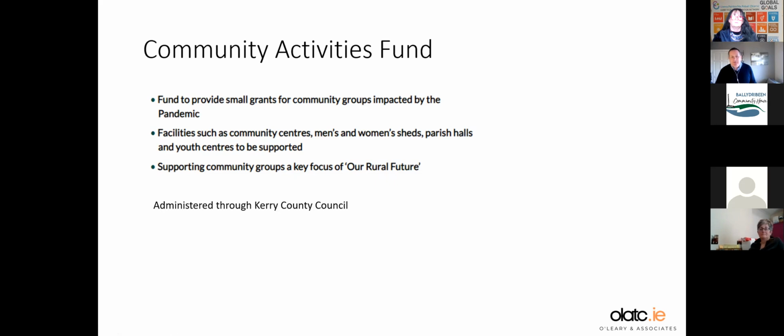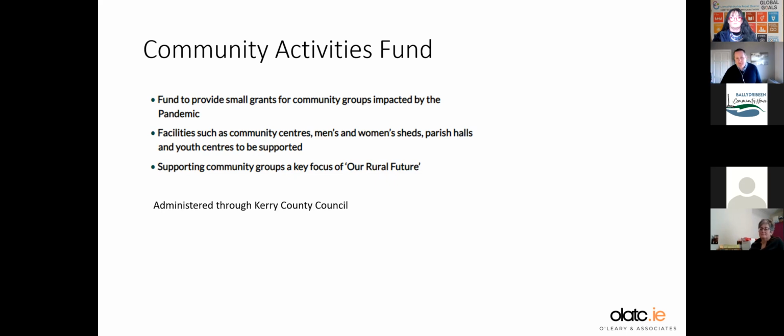The key thing with them is that it's going to be supporting groups that are focused on the policies under Our Rural Future, and this is something we're talking about later on this morning. And this is the key. With funding, whatever funding is available nationally, locally or regionally, a government department will not open up a fund and give funding for projects unless it's linked to their policies. So you need to know what their policies are, first of all.